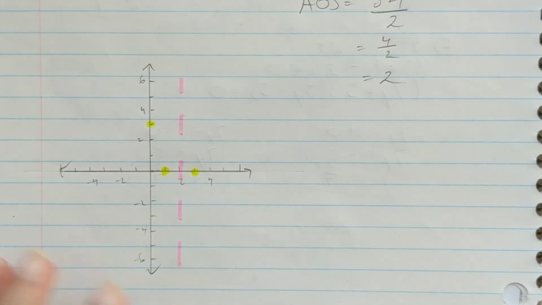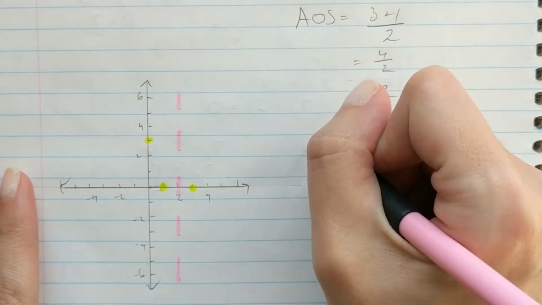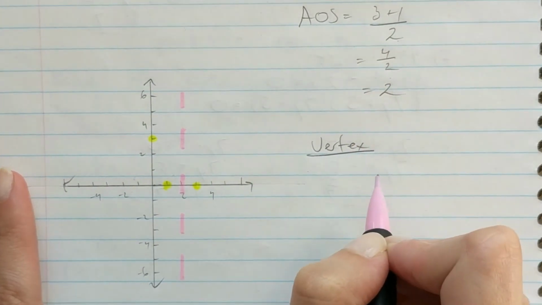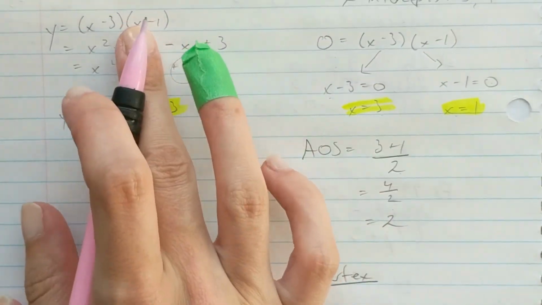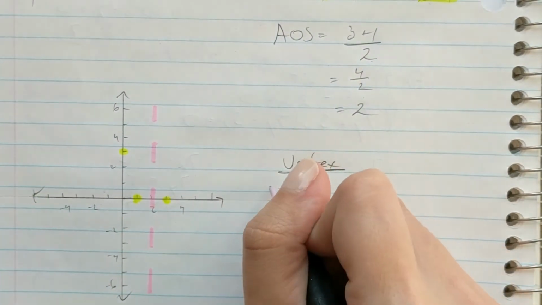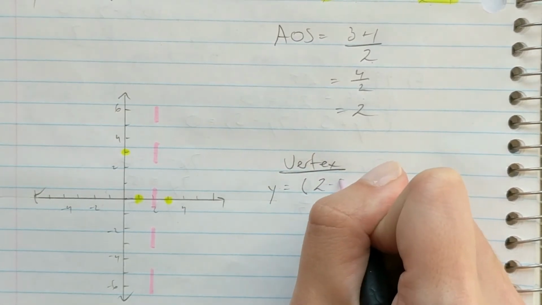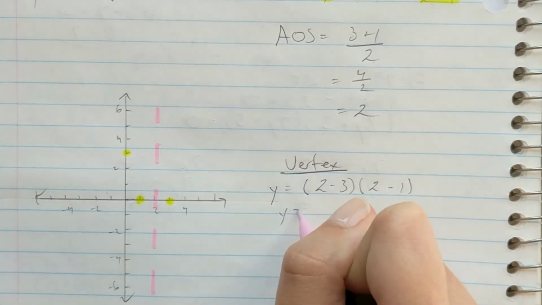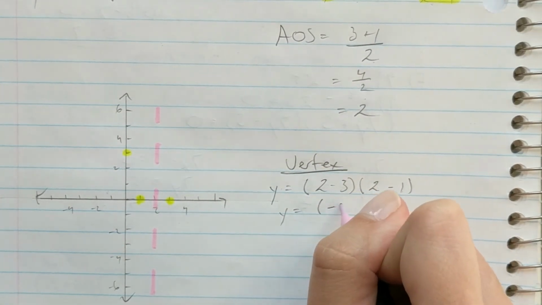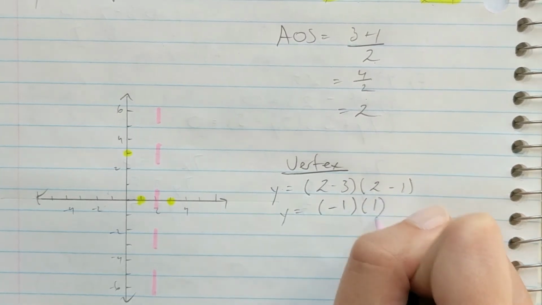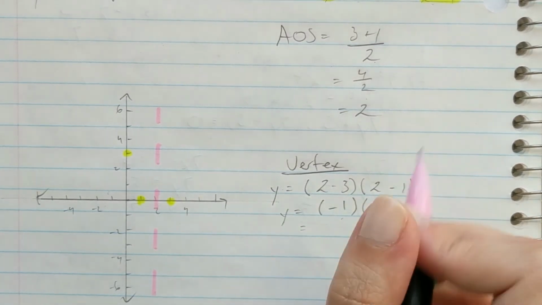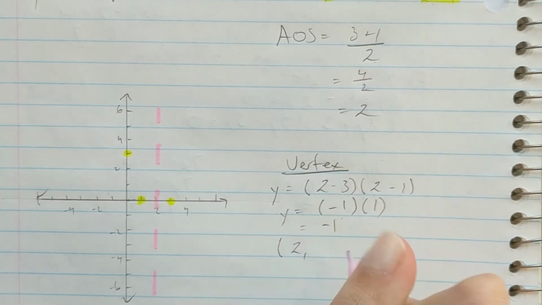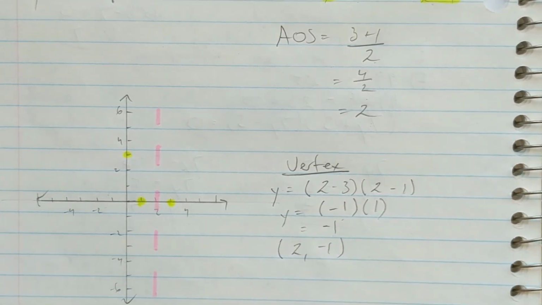I now need to find my vertex. In order to find the vertex, I need to set x equal to 2 in one of my equations, and I'm going to use the factored form, the original one that was given. So I'm going to do (2 minus 3) times (2 minus 1). 2 minus 3 is negative 1. 2 minus 1 is 1. Negative 1 times positive 1 is negative 1. So my vertex is located at (2, negative 1).